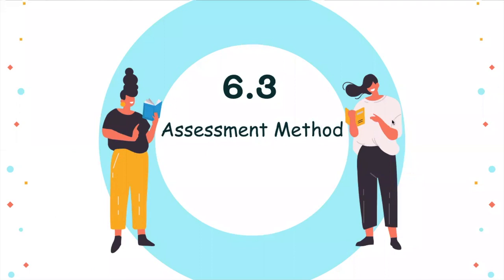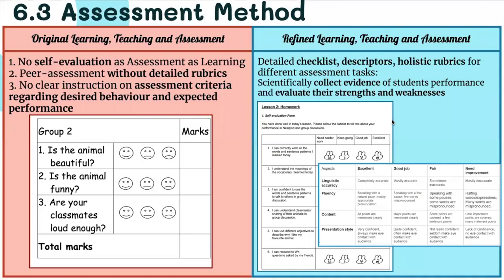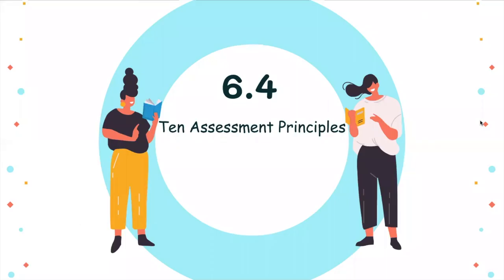So for 6.3, I would like to talk about the multidimensional method. So next, please. We have made use of checklists, descriptors, and some rubrics, so that throughout the assessment, we can collect the evidence of student learning performance, and we can help the students evaluate their strengths and weaknesses. It's a huge difference from the original assessment method. Next, please. So for the 6.4, for the 10 assessment principles, next.